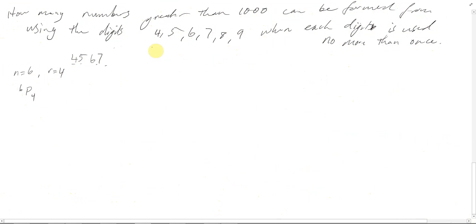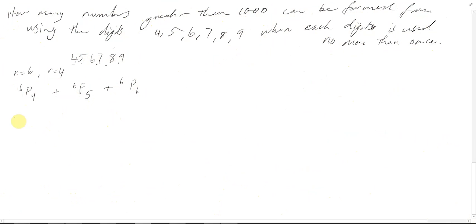But we could also make a 5-digit number. What if we had 6, 7, 8? A 5-digit number is also bigger than 1000, so that one would be added. Now we've still got only 6 digits, but we have 5 places to put those in. But then, hang on, we could also have a 6-digit number, which is bigger than 1000. So that could be 6P6. And that's all of our possibilities of different numbers that will give us bigger than 1000.